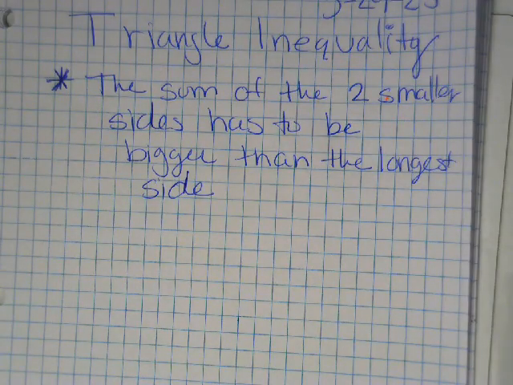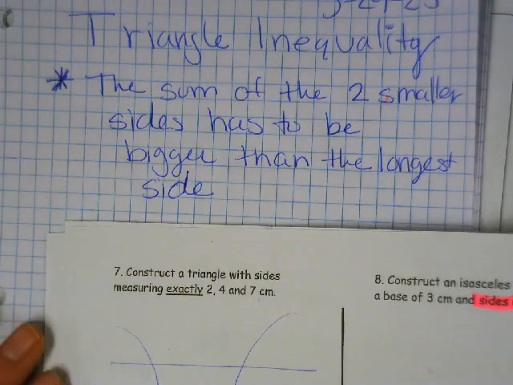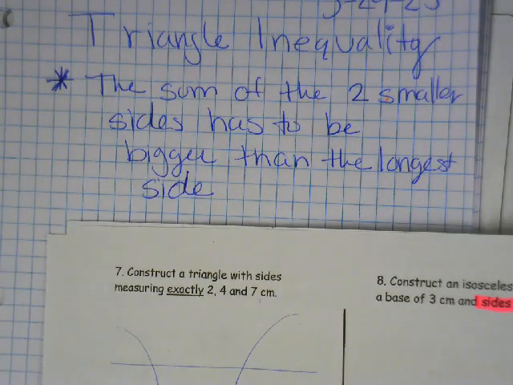So let me show you the example that did not work, because that adds up to 6. But what if it was 3 and 4? Would that still work? No. It has to be bigger. So it would have to be 4 and 4.